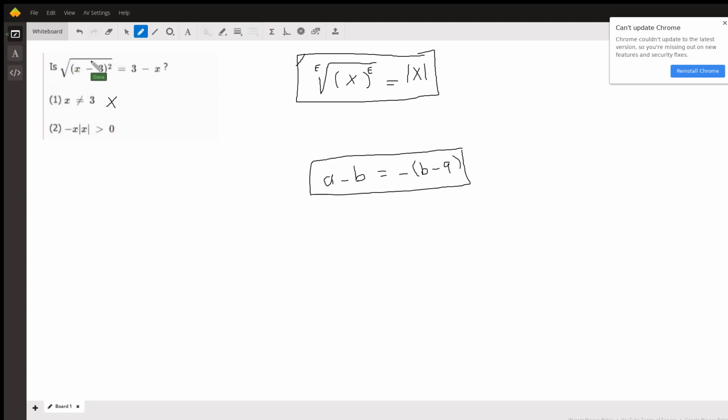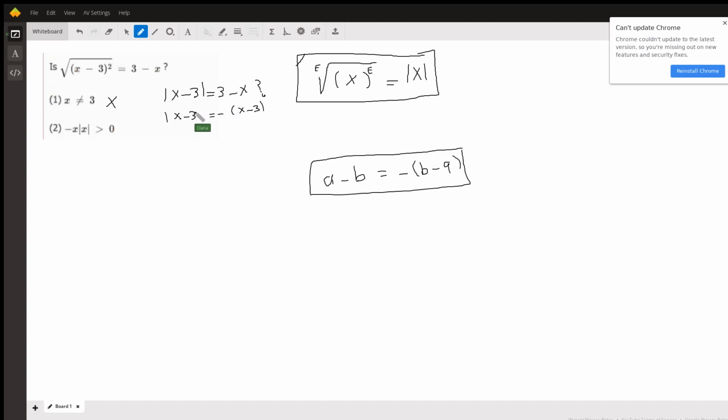Rephrasing the stem. This left side here is basically the same as saying the absolute value of x minus 3 is equal to 3 minus x. So the question is asking you, is the absolute value of x minus 3 equal to 3 minus x? What does this mean? When will this absolute value of x minus 3 be equal to this? Remember this here, 3 minus x, according to this rule, is actually minus (x minus 3). So if I flip this, I'm going to get this. What is this telling me?